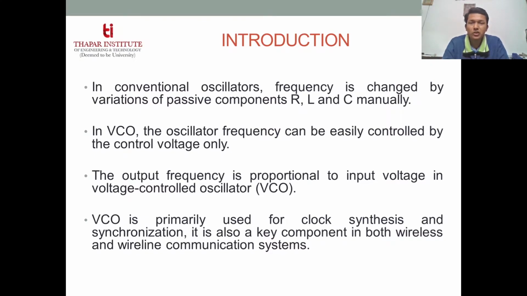We know that VCO or voltage control oscillator is simply an oscillator which can be controlled by input voltage or control voltage. As we know, the conventional oscillators were dependent on passive components like R, L, and C, and in order to alter the frequency of the system, we need to manually change the values of R, L, and C accordingly. However, in a VCO, the frequency can be easily controlled by input voltage, and we do not need to change the R, L, and C components.